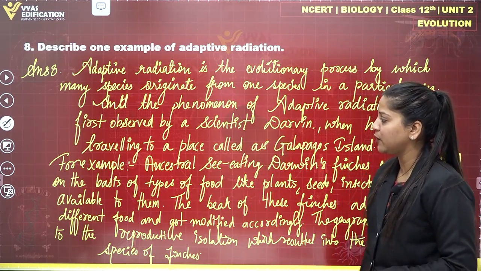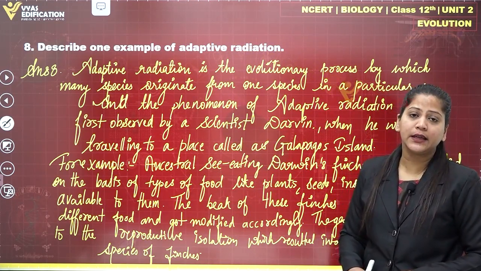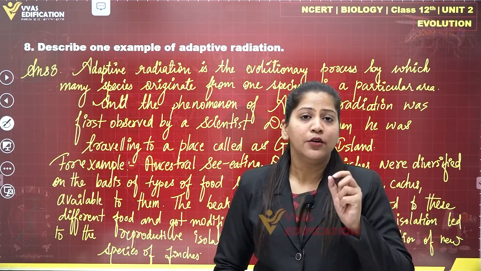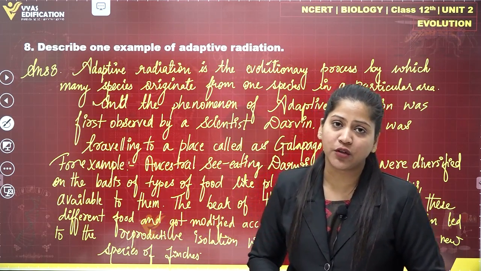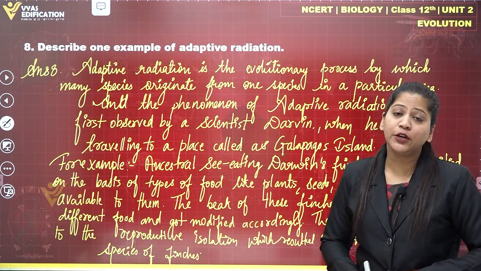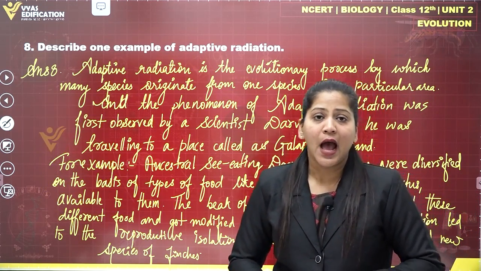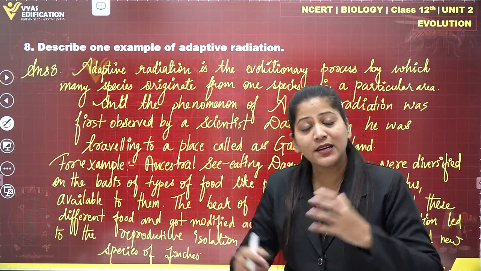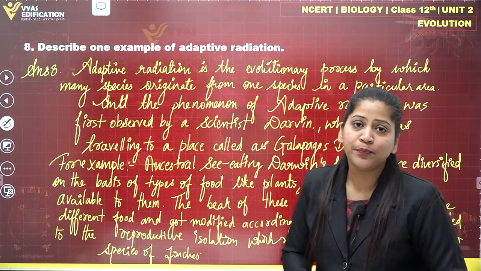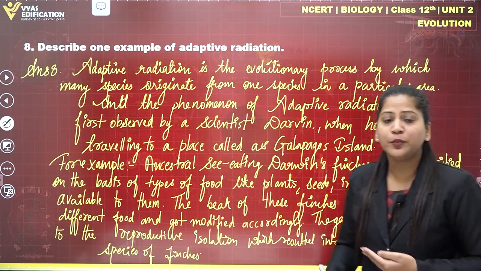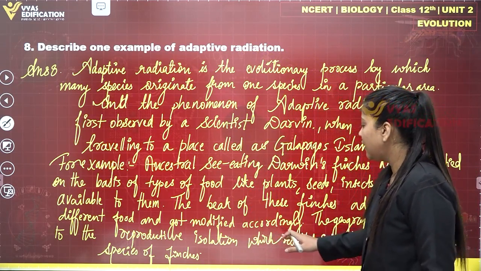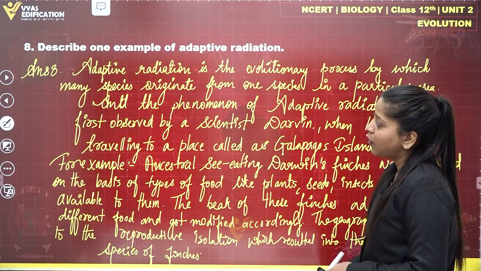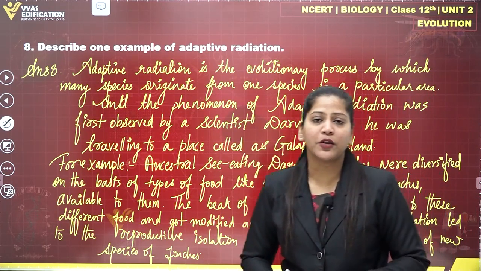We have an example for this adaptive radiation: these ancestral seed-eating Darwin's finches were diversified, and from them many species of these finches evolved on the basis of different types of food available to them. And the beaks of these finches, which are actually birds, adapted to these different kinds of foods and got modified accordingly. And also, in the making of new species of finches, geographical isolation and reproductive isolation took place, right? They also contributed. So this is your complete solution of question number 8.